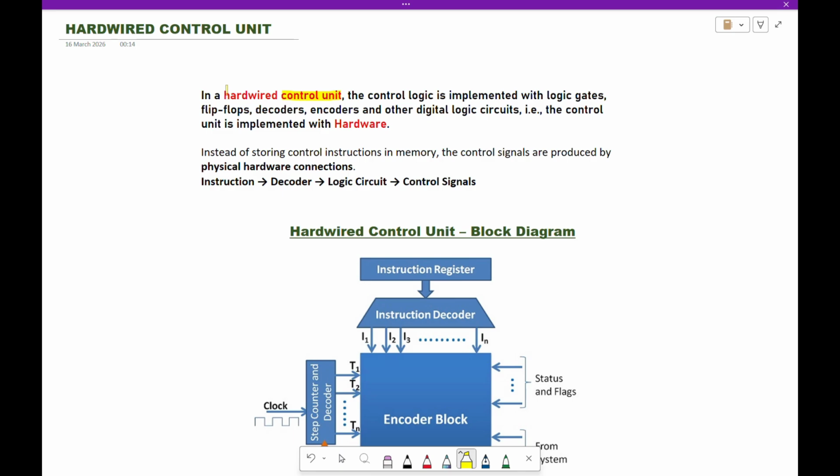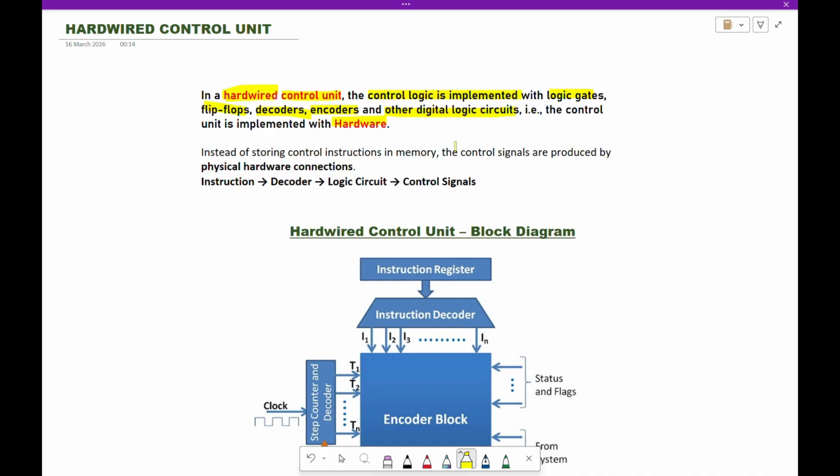So there are mainly two types of control unit. First is hardware control unit. In hardware control unit, the control logic is implemented using hardware circuits like logic gates, flip-flops, decoders, encoders, and other logical circuits.